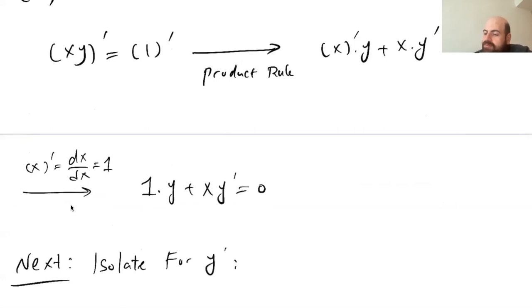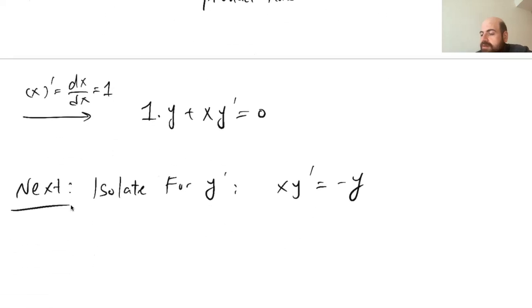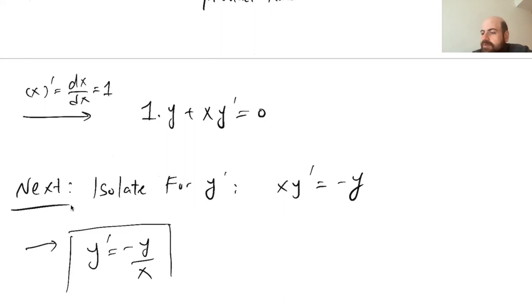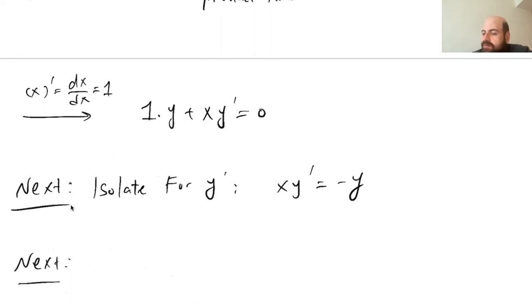Which means keep all the terms containing y prime on one side and all other terms on the other side. Then I'll get xy prime equals minus y. And then that gives me y prime equals minus y over x. Let me write: after isolating, we say next, solve for y prime. And then we'll get y prime equals minus y over x.